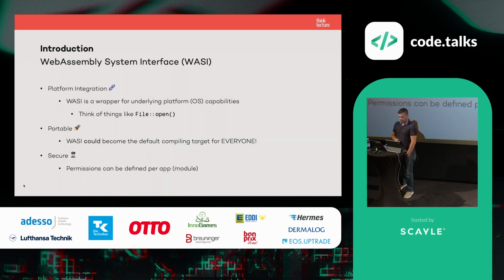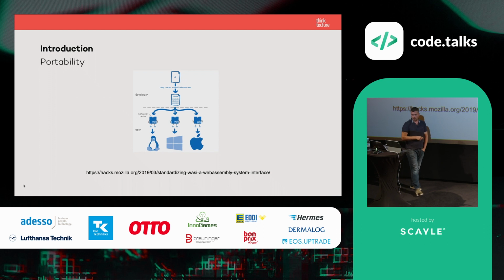So the WebAssembly system interface. That's the interesting thing, because that gives us that agnosticity, right? You can think of it as an abstraction layer on top of all the APIs and all the things that operating systems provide. So it's a layer of standardization, let's say it that way. So for example, if your intention is to load a file or to open a file, the WebAssembly system interface is providing those APIs and responsible for talking with the underlying operating system APIs.